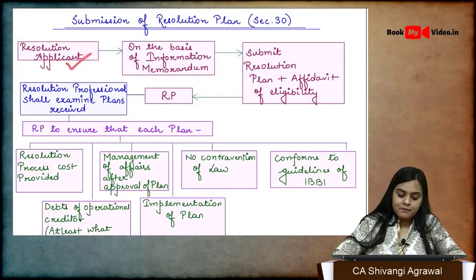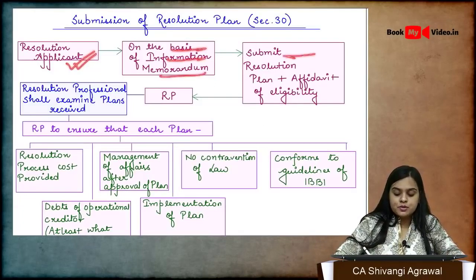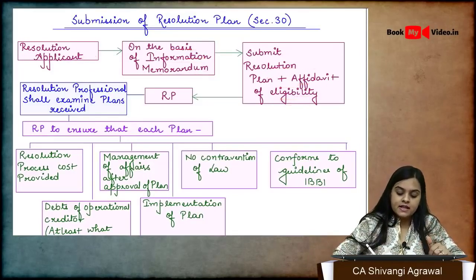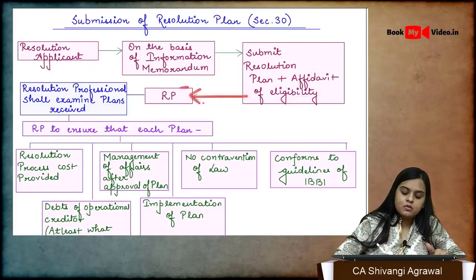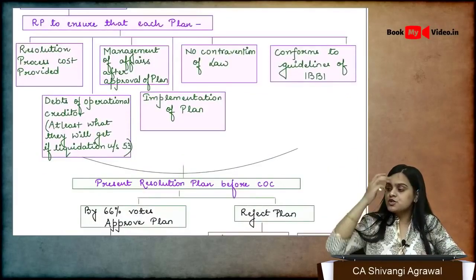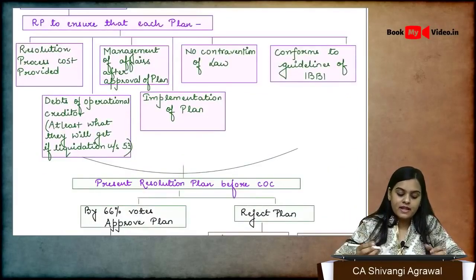So the resolution applicant, on the basis of the information memorandum, submits a resolution plan plus an affidavit of eligibility that yes, I'm not disqualified to be a resolution applicant. They submit the plan to the resolution professional, who examines the plan, because all plans have to conform to section number 31. They have to conform to certain standards.